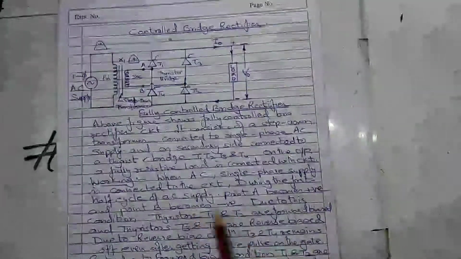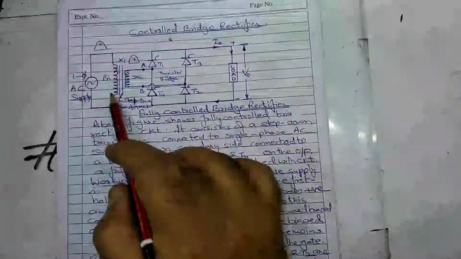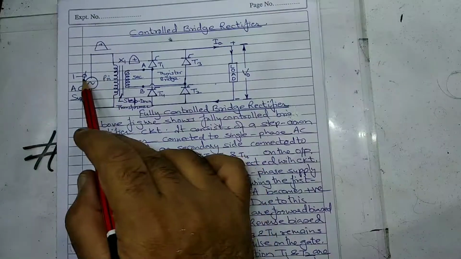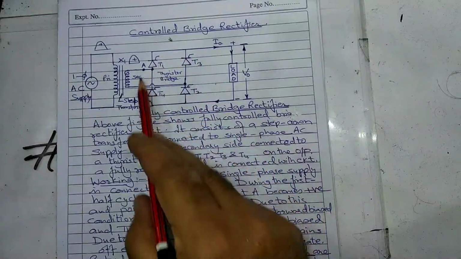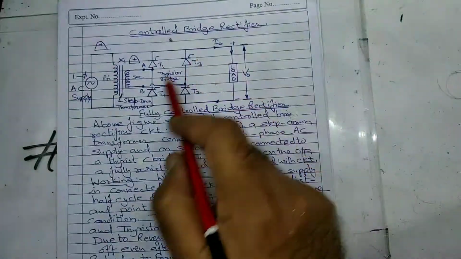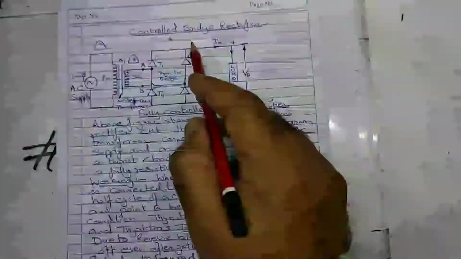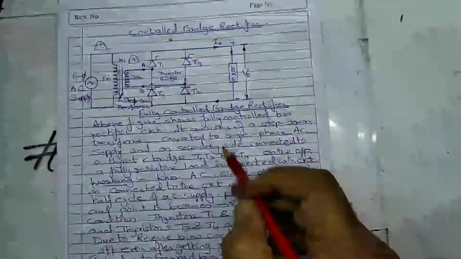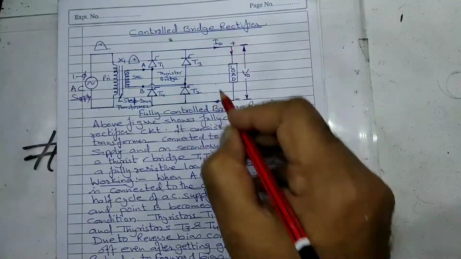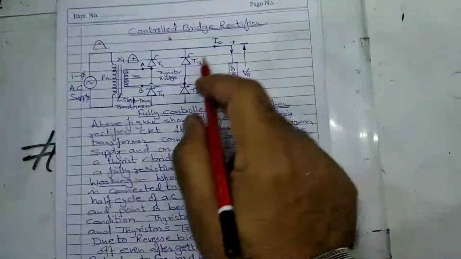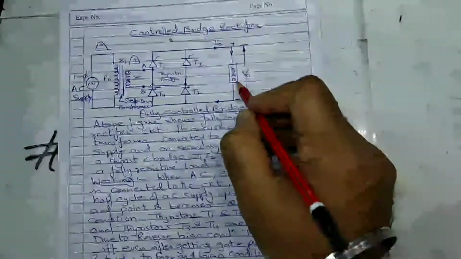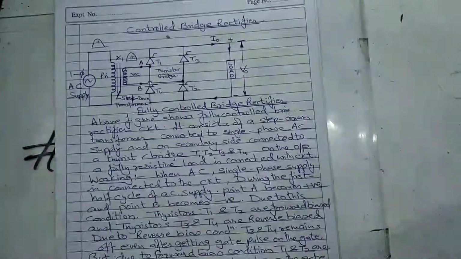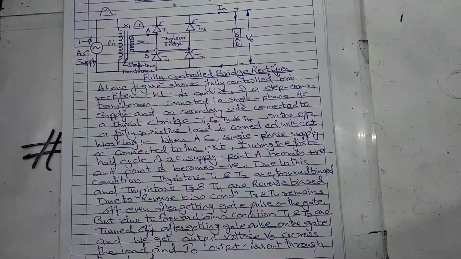We can see the construction of the circuit. This is a step-down transformer with the primary connected to a single-phase AC supply. The secondary is connected to the bridge consisting of 4 thyristors T1, T2, T3, T4. The output is connected to the load, this is the positive terminal, and this is the negative terminal, giving DC at the output. This is the load, a purely resistive load. Now the working of the circuit.